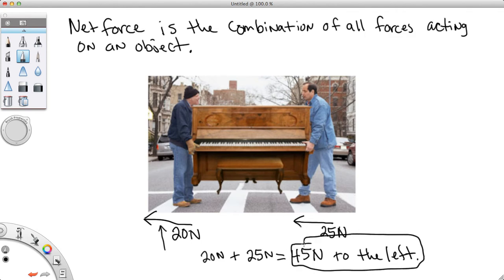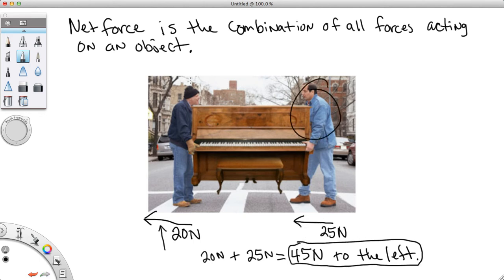We have two forces acting on this piano. We have the one that's being pushed by this guy here, and the one that's being pulled by this guy here. Two forces, but they're going in the same direction. So that's the net force, 45 newtons to the left.